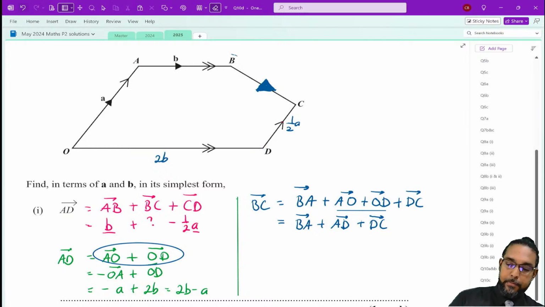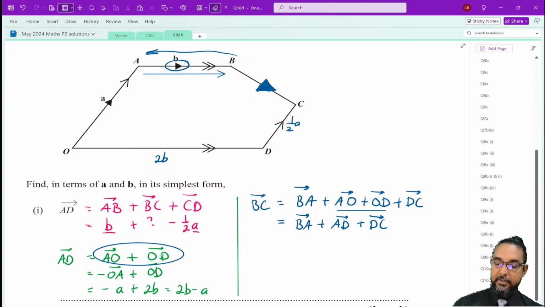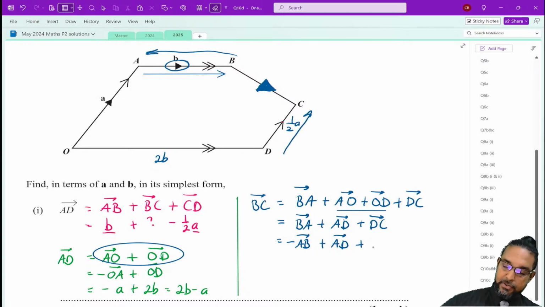So to go from B to A, we are traveling backwards along the line AB, in the opposite direction of the vector along AB. So we have to invert the vector AB. We are traveling in the same direction as AD and then DC, so we just have to put that DC.